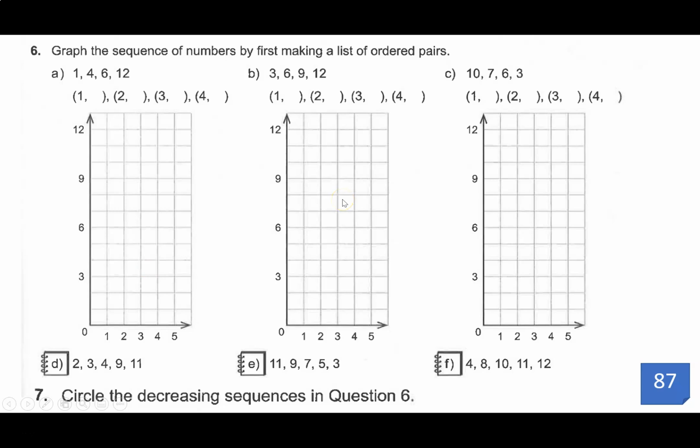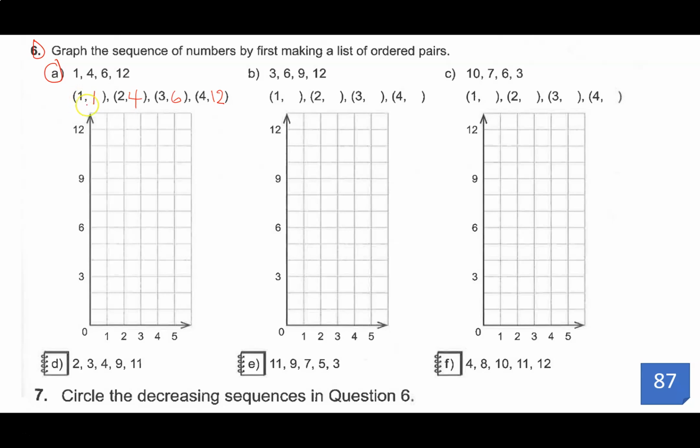All right, 6A. We are given a list of numbers and the set of ordered pairs has been started for us. So 1 is our first number. So our first ordered pair is 1, 1. Our second number is a 4. Our third number is 6. And our fourth number is 12. That's step 1, writing our ordered pairs. Step 2 is to graph these ordered pairs on our coordinate grid.